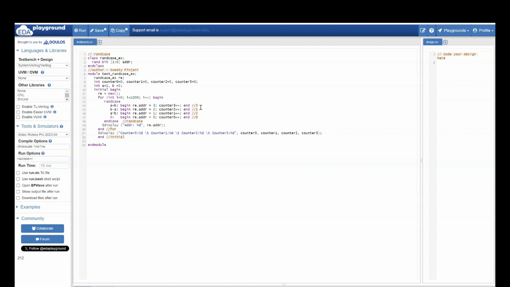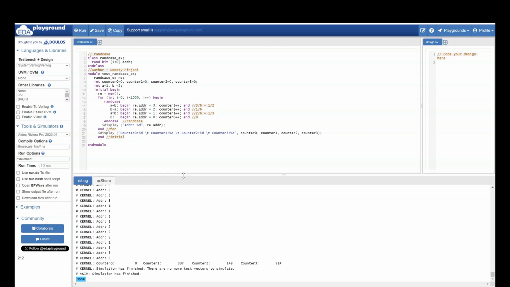What is the addition of all weights? 3 plus 1 plus 2, which is 6. So this will be 3 sixth, which is half. This is 1 sixth. And this is 2 sixth, which is 1 third. Now let us run this example and see what is the output and if the weights which we have calculated are getting followed or not.